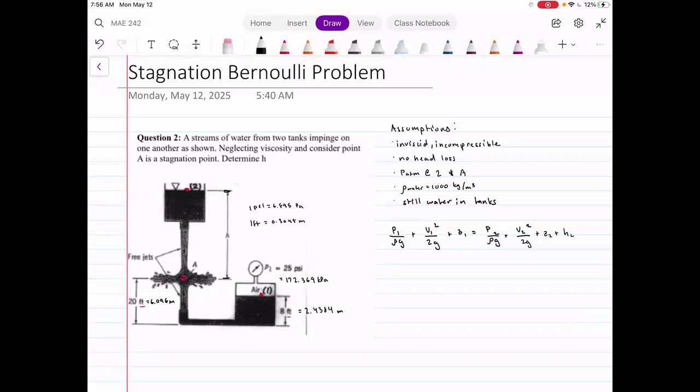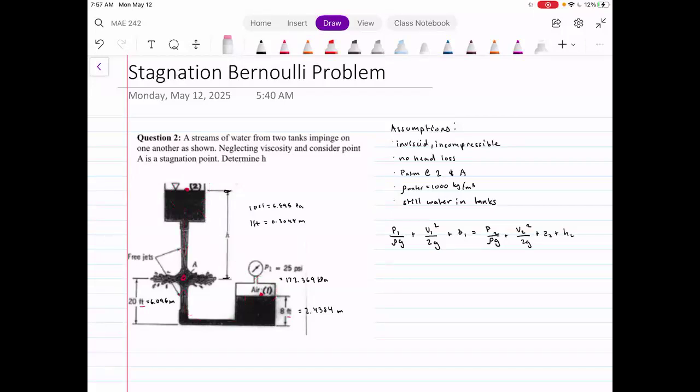We want to be describing those points with our Bernoulli equation. The next question is, how many Bernoulli equations do we need? Are we just going to have one, comparing two of the different points, or are we going to have multiple Bernoulli equations that describe different sets of points? The key to remember is that Bernoulli describes two different points along a streamline. When we look at these two different tanks, we have two different streamlines, one here and one here. So we cannot compare this point with this point because they're two different streamlines.